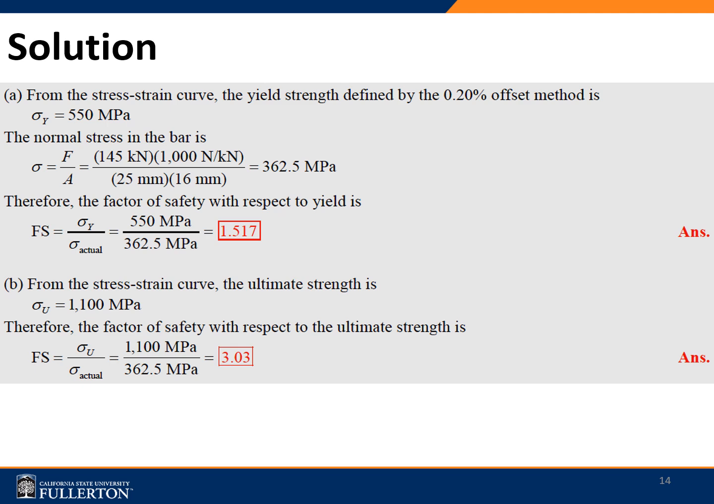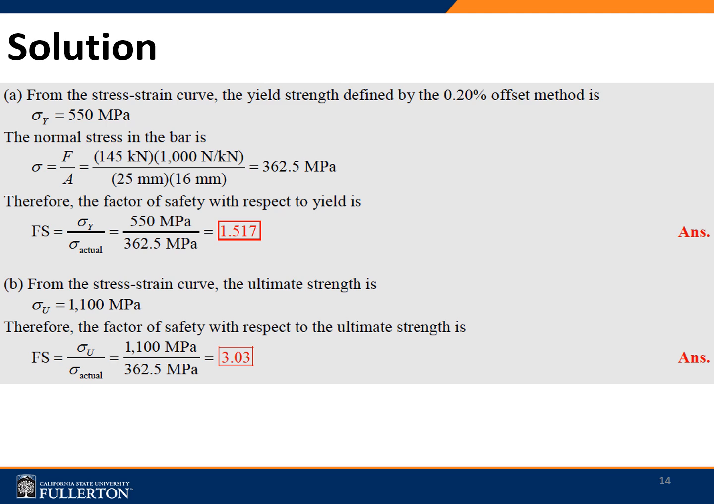If you calculate the area, it will be 25 millimeter multiplied by 16 millimeter, and take the ratio of the force over area. The applied force is 145 kilonewton. Change the units consistently, and you could get the normal stress on the body or the bar would be 362, which means the actual stress or the allowable stress would be 362 megapascal. The yield stress will be 550. The ratio of yield stress to the actual stress, the factor of safety, would be 1.5 in this case.